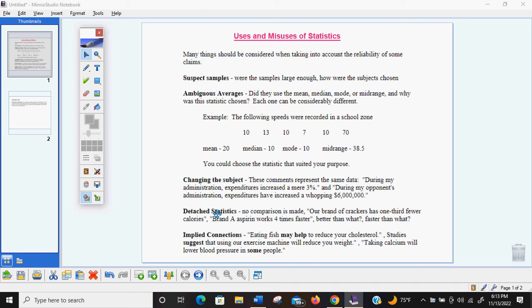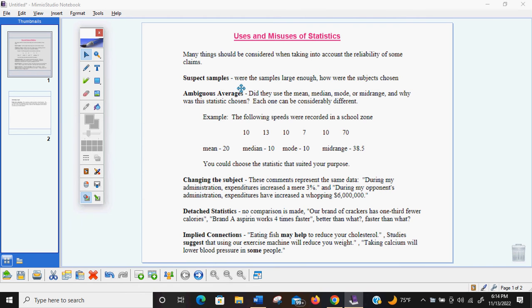Okay, now that you have figured out how to do mean, median, and mode, and then the next section you'll be doing range and standard deviation, let's talk about some of the uses and misuses of statistics. Many things should be considered when you take into account whether your data or your claim is reliable or not. And this is just a few of the things you should consider.